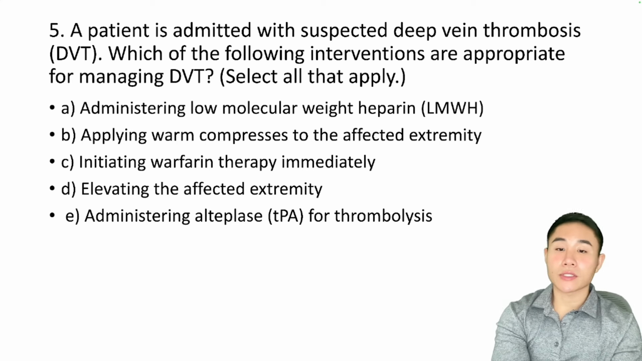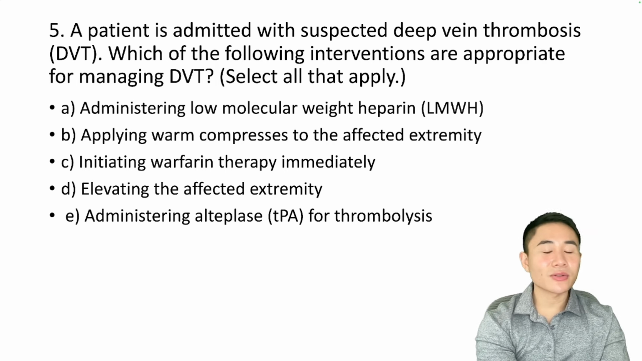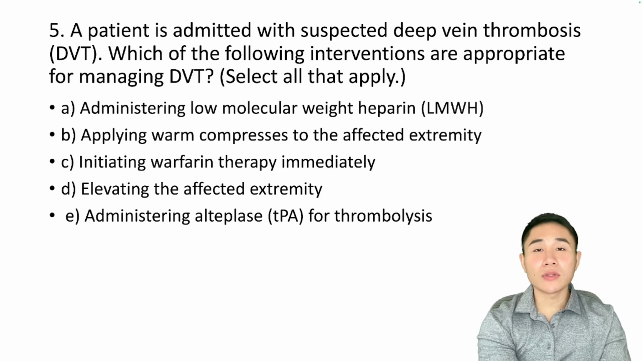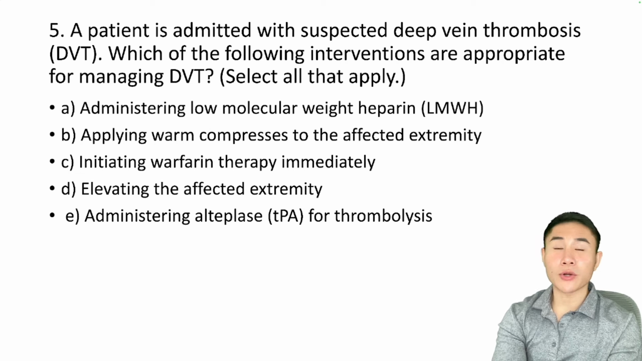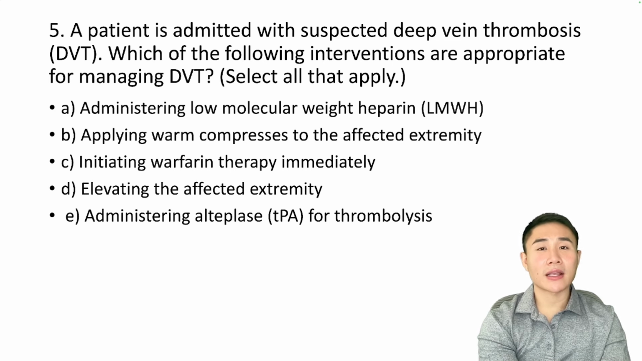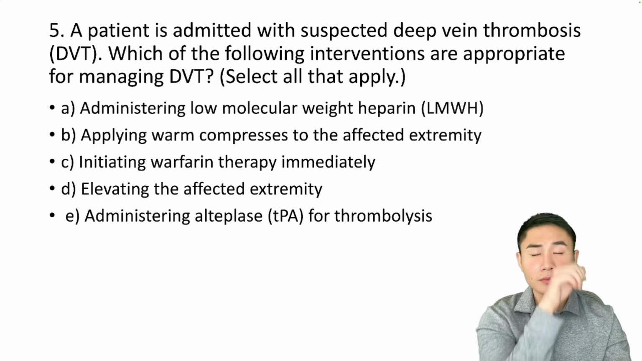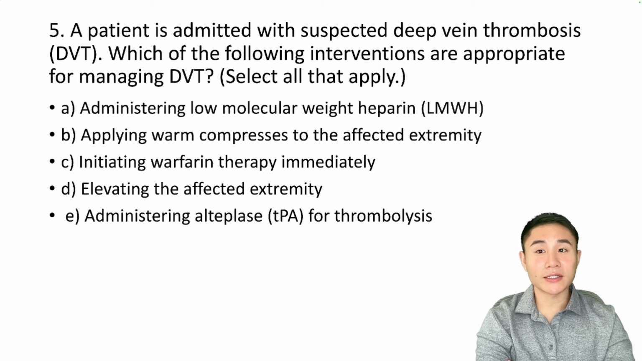E, administering alteplase, TPA, for thrombolysis. No, absolutely not. TPA is only given to patients that are having an ischemic stroke. Before we give TPA, we have to bring them to a CT scan of the brain to make sure that there's no brain bleed or brain hemorrhage, because TPA is associated with a high risk for bleeding in the brain. So definitely no TPA to treat DVT.